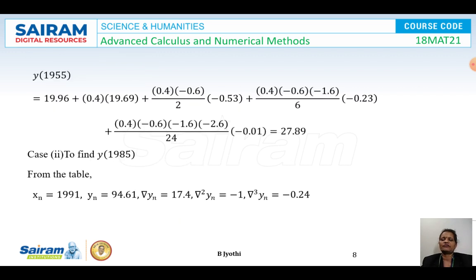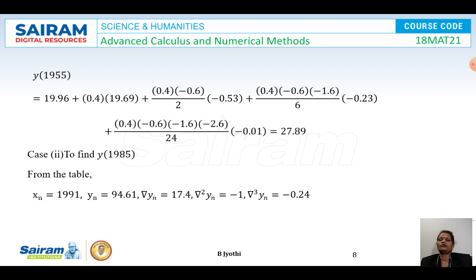Let us substitute in the forward interpolation formula, which gives us 19.96 plus 0.4 into 19.69 plus 0.4 into minus 0.6 divided by 2 into minus 0.53 plus 0.4 into minus 0.6 into minus 1.6 divided by 6 into minus 0.23 plus 0.4 into minus 0.6 into minus 1.6 and minus 2.6 by 24 into minus 0.01, which on simplification gives us 27.89. So this is the first case we have determined, that is y of 1955 is 27.89.